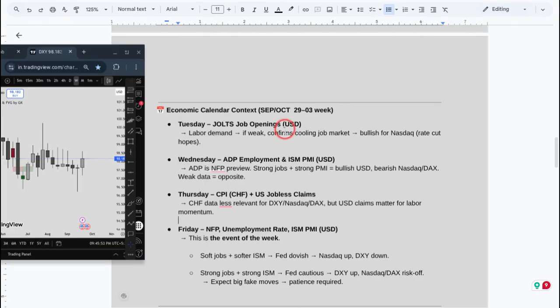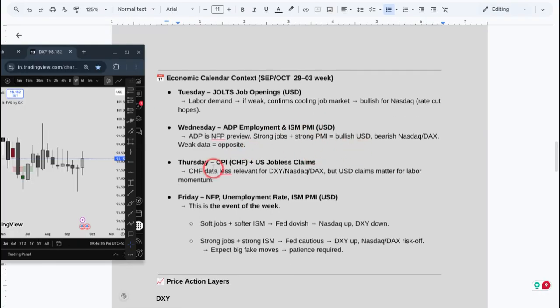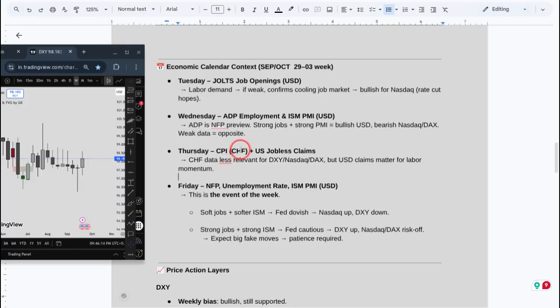Labor demand, if weak, confirms a cooling job market, bullish for Nasdaq, rate cut hopes. After that, on Wednesday we have NFP news, and on Thursday we have CPI plus US jobless claims, and also we have CHF data. It will be important for DAX because it will impact the German market also. On Friday we have NFP, unemployment rate, ISM, PMI. So this will impact Nasdaq also. Friday's NFP and unemployment rate is the event of the week.